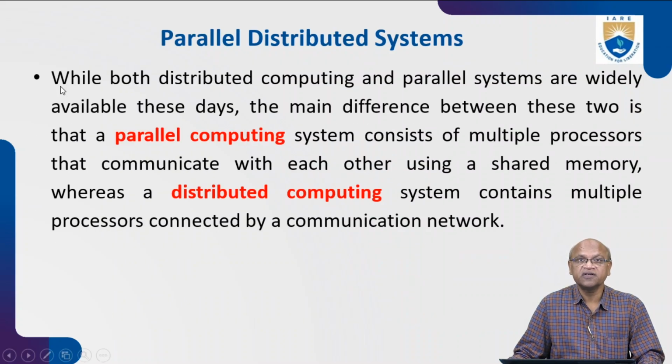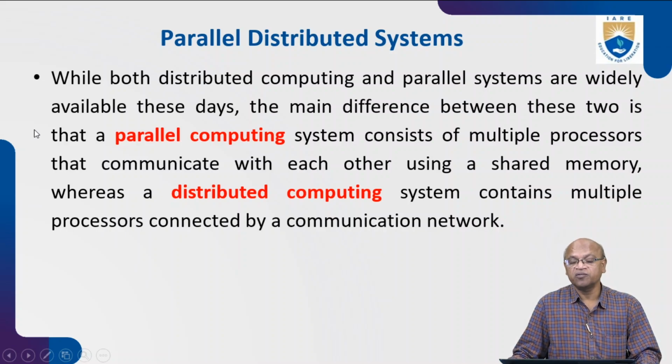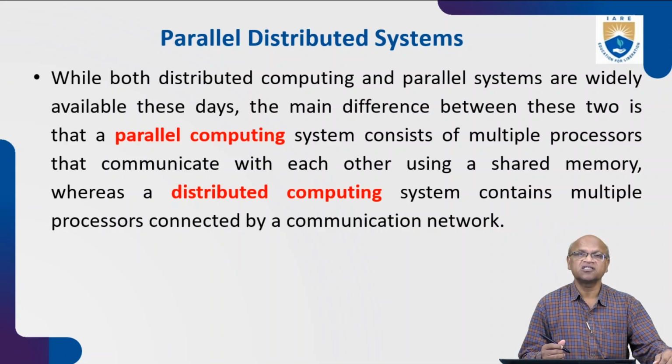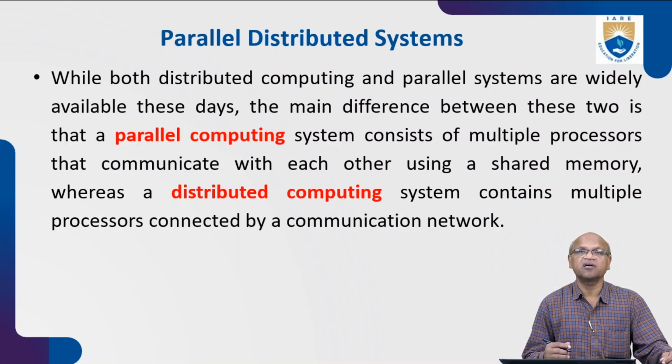So we'll see what parallel and distributed systems are. While both distributed computing and parallel computing are widely available these days, the main difference is that a parallel computing system consists of multiple processors that communicate with each other using shared memory, whereas a distributed system contains multiple processors connected by a communication network.